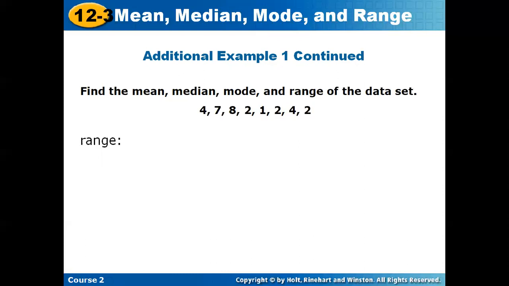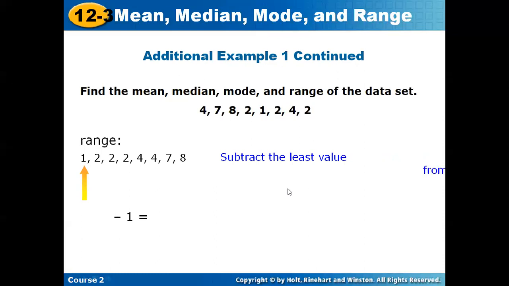So how do we find the range? When you find the range, we simply subtract the least value from the greatest value. The least value we have is 1. The greatest or highest value we have is 8. So we will have 8 minus 1, that would be 7. So the range of this data is 7.